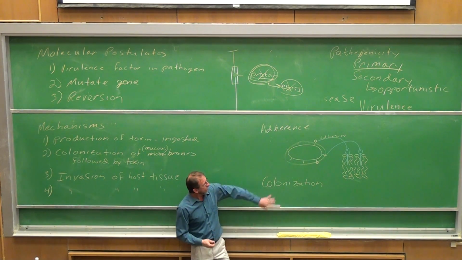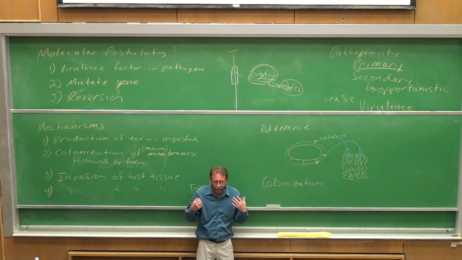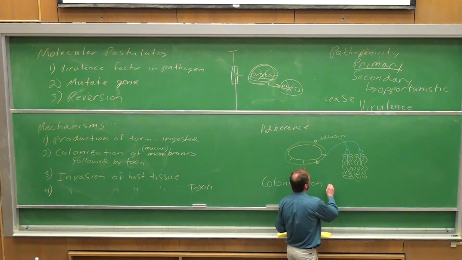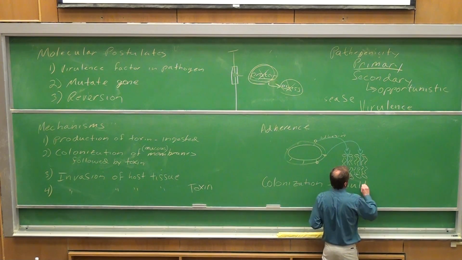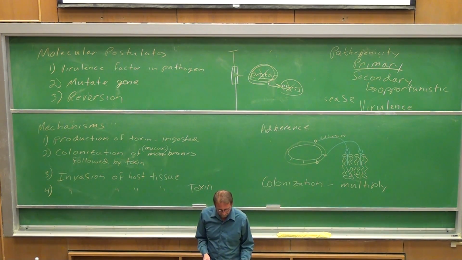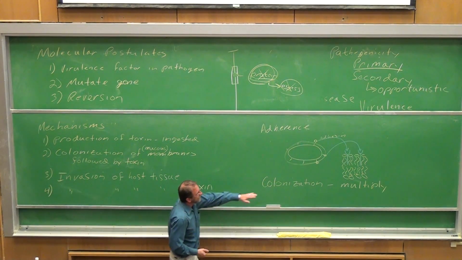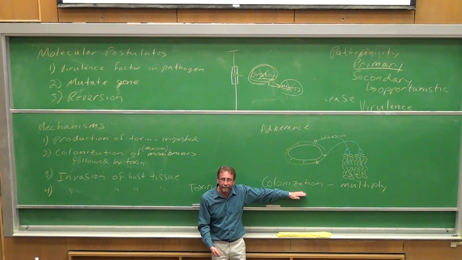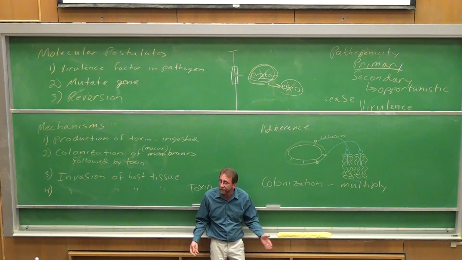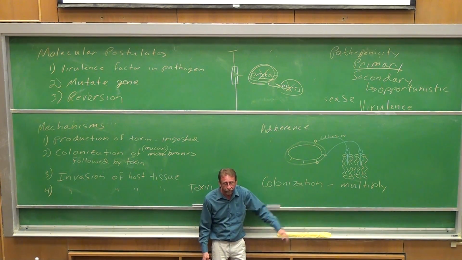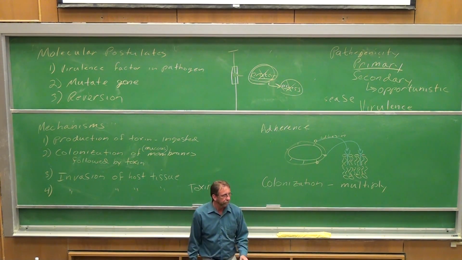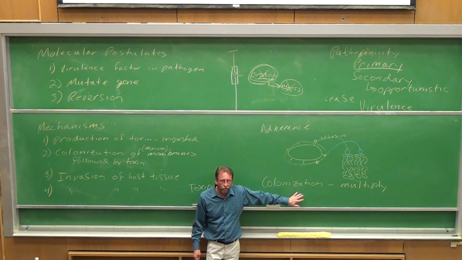Colonization happens after the cell is adhered, and basically what we're talking about is multiplying. The cell has got to multiply if it's going to cause infection. So that means it's going to have to compete for space, it's going to have to compete for nutrients, it's going to have to overcome any toxic products that might be produced by our normal microbiota. It might have to counter some of the host defenses.